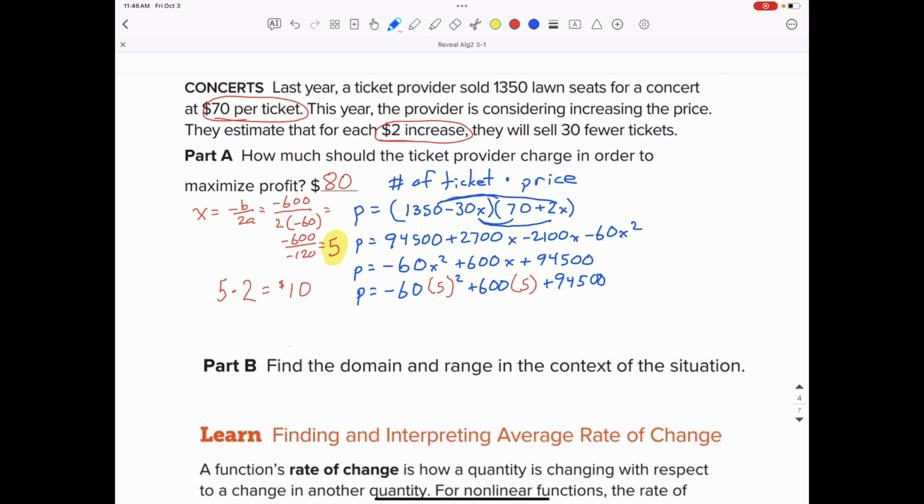Negative 6, or excuse me, you've got to do order of operations first. So negative 60 times 5 squared, 5 squared is 25, plus 600 times 5 plus 94,500. Always do your exponents first. We knew that already. Negative 60 times 25, that is negative 1,500. Now we're doing the multiplication step. 600 times 5 is 3,000, plus 94,500. And when you add negative 1,500 plus 3,000 to 94,500, you get $96,000. So if he does increase ticket prices by $10 per ticket, he will earn a profit of $96,000, and that is part A.